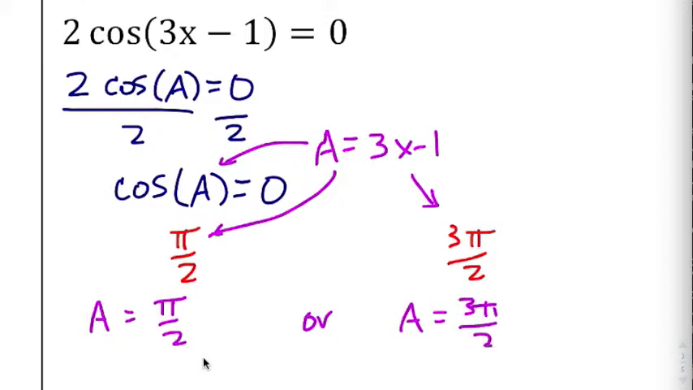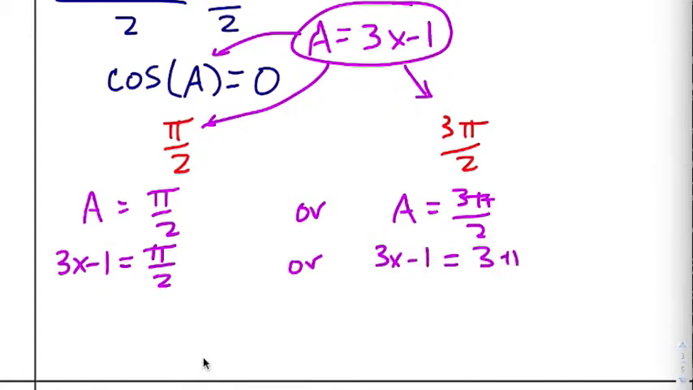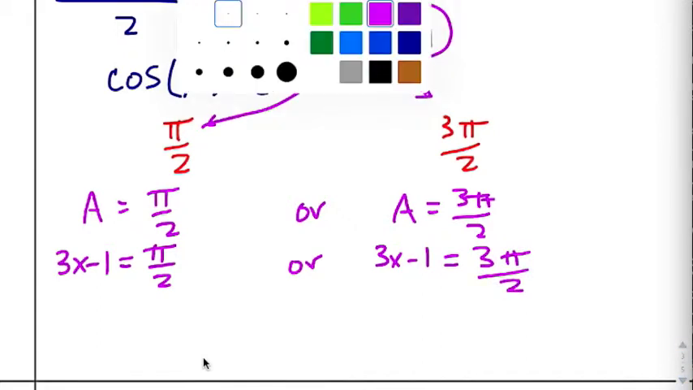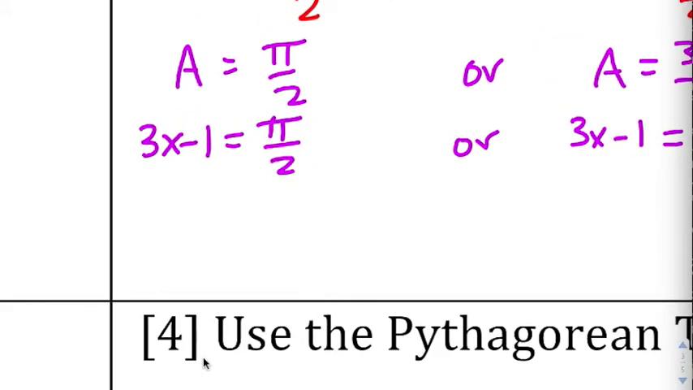Now here's where the substitution is going to pay off for us, because we actually know that a is 3x minus 1. We set it to be that way. So that means 3x minus 1 has to be the same as pi over 2, or 3x minus 1 has to be the same as 3 pi over 2, which means I just have to solve a couple algebra equations now. So let's get into it. We're just trying to get x by itself, and so let's start by adding 1 to both sides, of course. And so we have 3x is equal to pi over 2 plus 1.